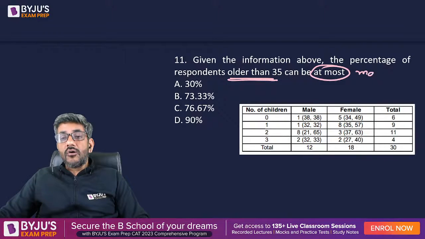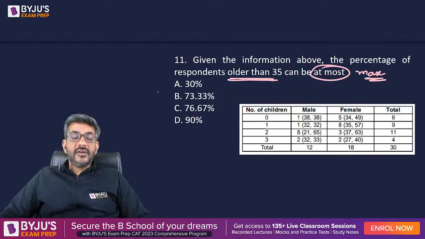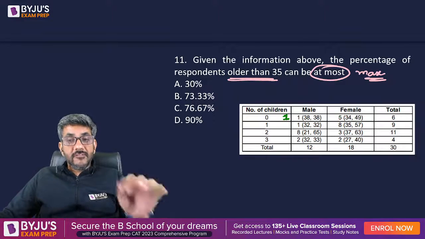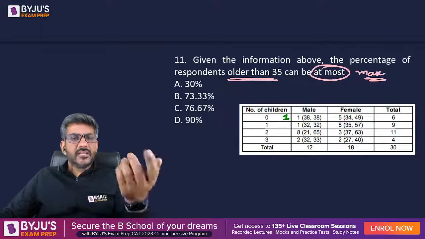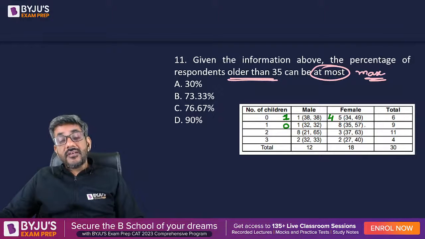Now I want to maximize the people who are above 35 years of age. Here, there is one guy, 38 years of age. That means he is above 35 years of age. Here, I have 5 females, one is 34. The other 4, they all can be more than 35 because 34 से 49 के बीच में all 4 can be above 35. So I can have 4 people here. This one guy is 32 years of age, so I have no male over here. 8 people, out of which one is 35. The other 7 can be above 35, so 7 people are there.